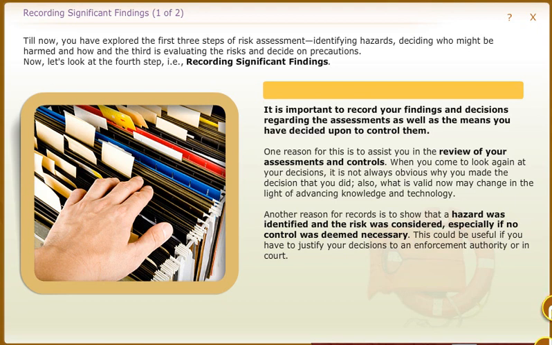upon to control them. One reason for this is to assist you in the review of your assessments and controls. When you come to look again at your decisions, it is not always obvious why you made the decision that you did. Also, what is valid now may change in the light of advancing knowledge and technology. Another reason for records is to show that a hazard was identified and the risk was considered, especially if no control was deemed necessary. This could be useful if you have to justify your decisions to an enforcement authority or in court.